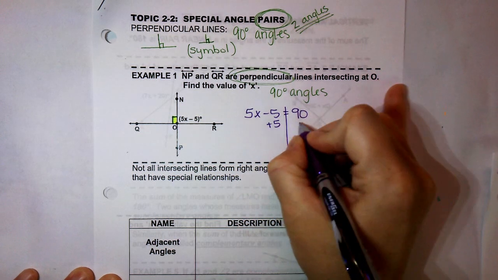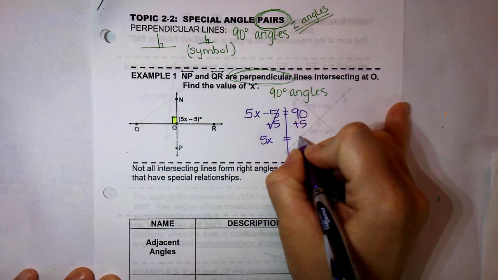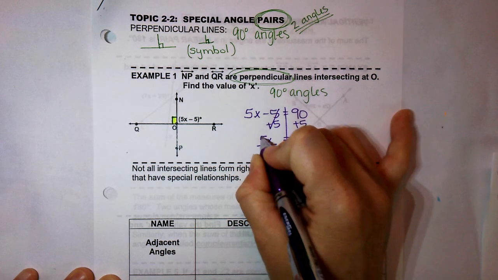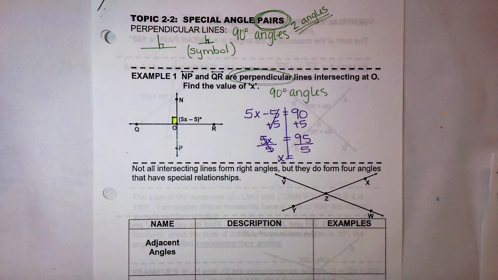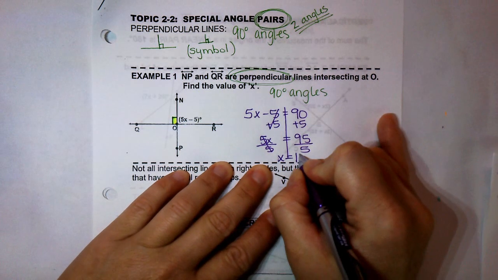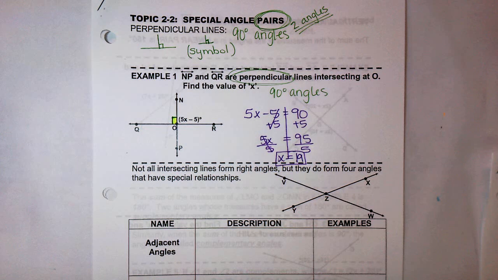So add 5 to both sides, and 5x equals 95. What's 95 divided by 5? X equals 19. All right, and all they wanted was x on that one.